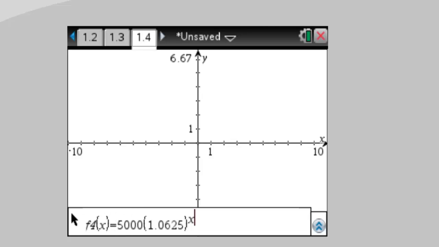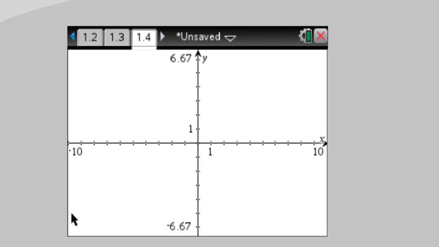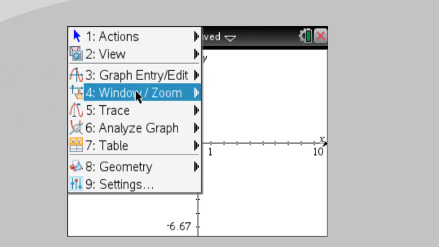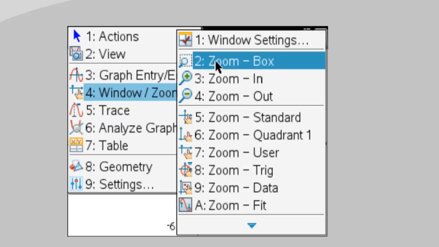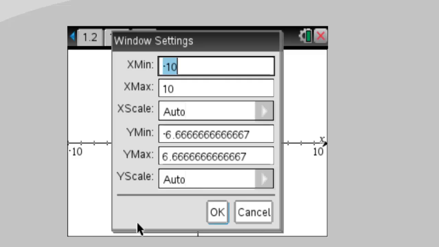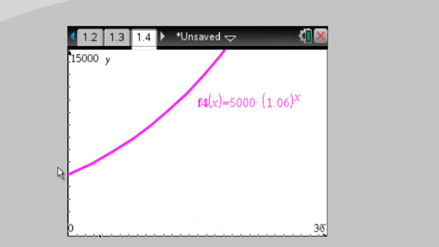All right, so when I enter this function, I'm not seeing anything. Well, that's because my graph's only going up to like 6, and we know she initially invested $5,000. So let's change the menu, window, zoom window settings. I know that I want to start with year 0, for example, and I want to go up to, I'm not sure how many years, let's say 30 years. And then we want to start with y minimum of at least 5, well, I'll say 0 for this. We could say 5,000. And then we want to have it go up to at least 10,000. I'll say 15,000. So there's our graph.